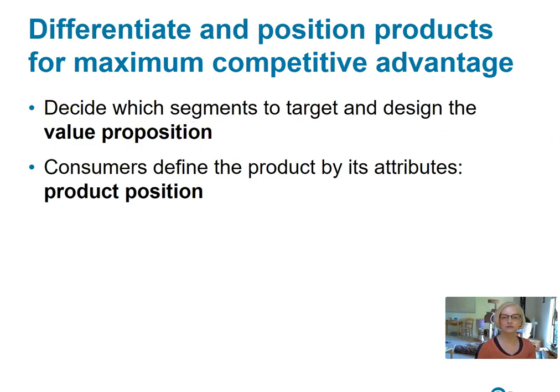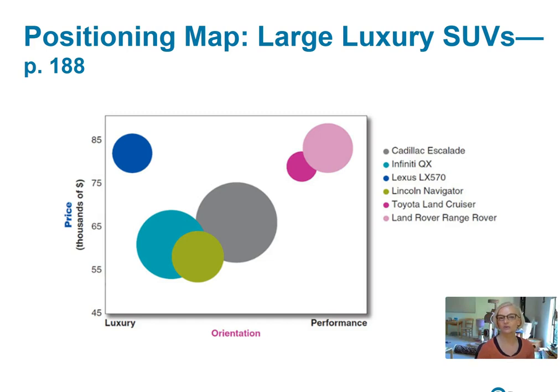And that is basically saying that we need to be clear in our own heads what we offer to whom, and how we are making a difference. And we have to do it in such a way that the consumers actually know that. So there is a tool called a positioning map. This particular example is from our textbook, page 188, and it looks at large luxury SUVs.